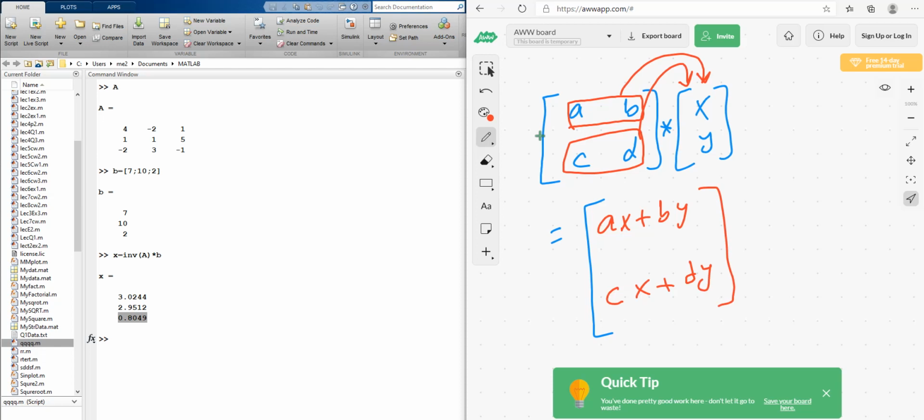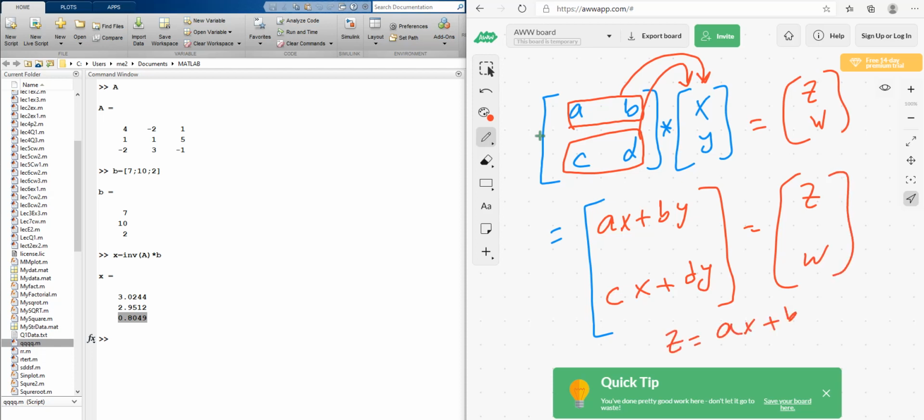Say that this is equal to, as an example, ZW. That means if this is correct, it should be equal to, as you see, ZW. That means the value of Z equals AX plus BY, and the value of W equals CX plus DY. This is how we can multiply the matrices and how we can write equations.